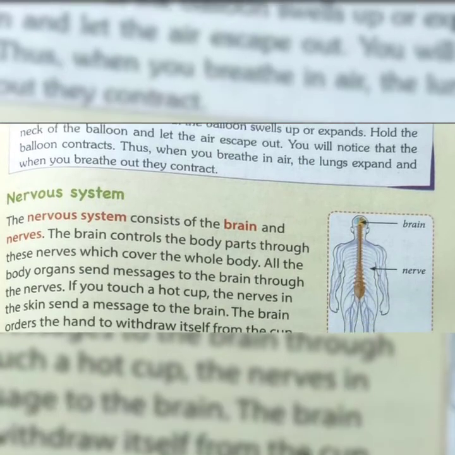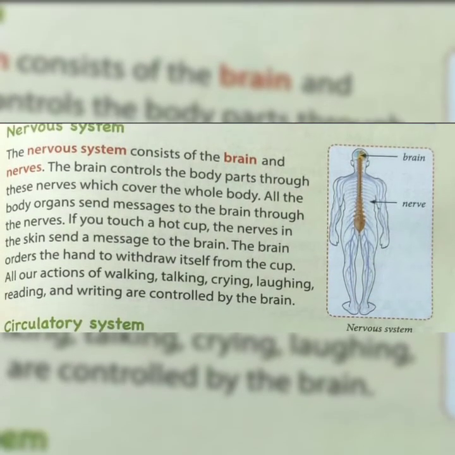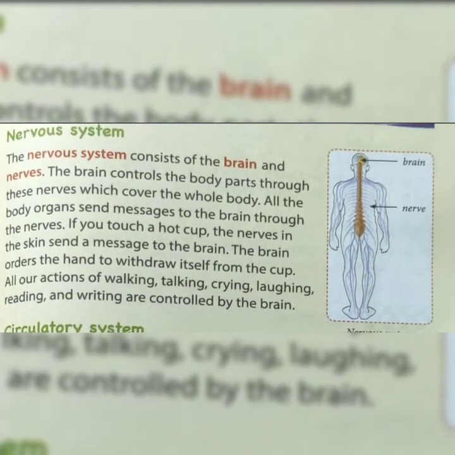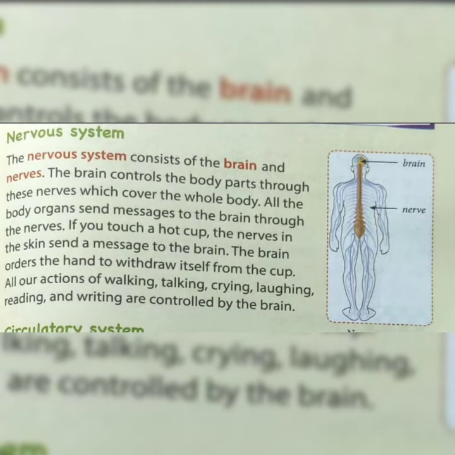Nervous system. The nervous system consists of the brain and nerves. The brain controls the body parts through these nerves, which cover the whole body. All the body organs send messages to the brain through the nerves.